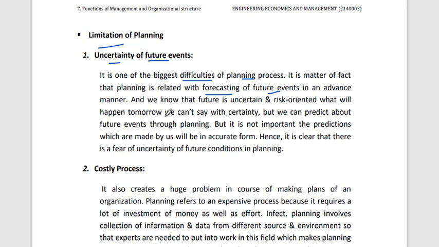We all know that the future is uncertain and risk oriented. What will happen tomorrow we can't say with proper certainty. We can predict future events through planning, but it's not necessary that our predictions will be accurate. We have to keep in mind that planning is not always accurate, so there is always a fear of uncertain future conditions. This is the biggest limitation of planning.